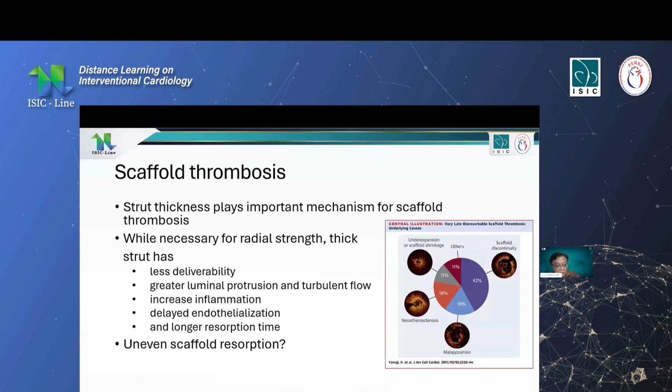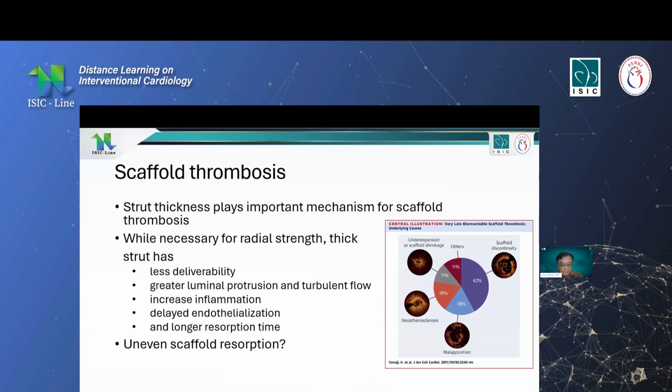And some of the trials also mention uneven scaffold resorption. Some of the scaffold may already be resorbed, and in some part the stent is not resorbed. So uneven scaffold resorption may have a role in scaffold thrombosis.